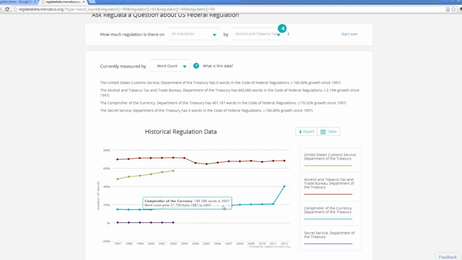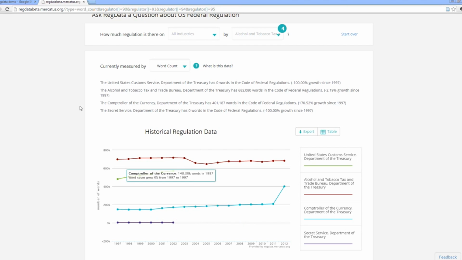One other interesting thing here that you can see by zooming in on a particular office, this is the Comptroller of the Currency, this blue line. In 2011, there were 208,000 words published by the Comptroller of the Currency. In 2012, 401,000 words. It doubled in one year. That's almost certainly the result of Dodd-Frank. So I can't prove that for certain. To actually know that, you'd have to go and read some of the regulatory text that they published in 2012. But most likely, that's the explanation for the doubling of the text for Comptroller of the Currency there.